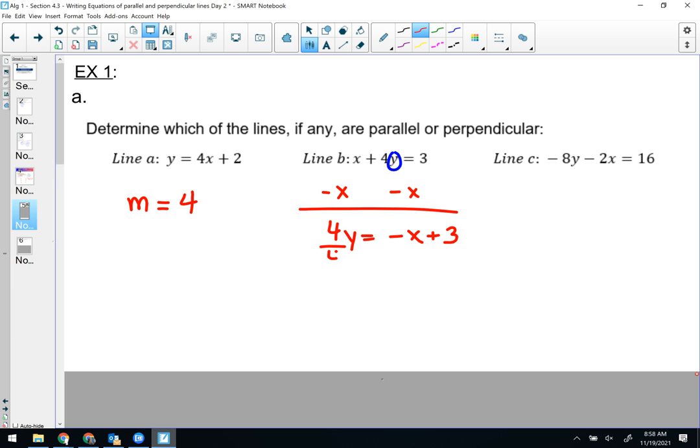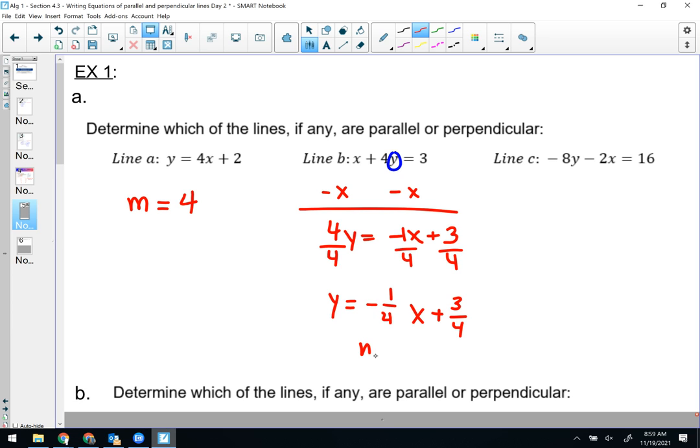And then divide by 4. So y is equal to, now remember there's a 1 sitting out in front, negative 1/4 x plus 3/4. I don't care about the y-intercept. I only care about the fact that the slope is negative 1/4.